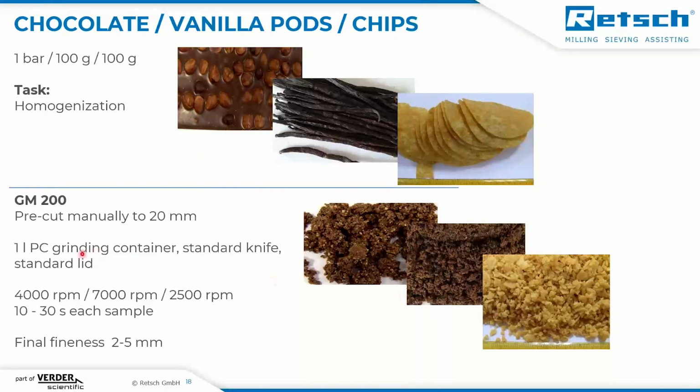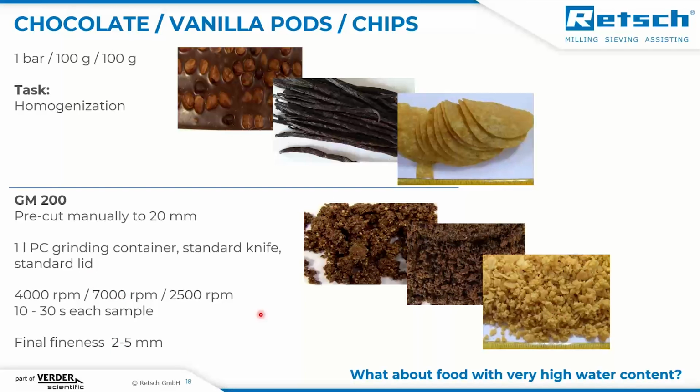And then we use the standard accessories: 1 liter polycarbonate grinding container, standard knife, and the standard lid at different speeds for the samples. In 10 to 30 seconds each, we were able to homogenize a sample to approximately 2 millimeter. In case of the chips, it was more 5 millimeter.